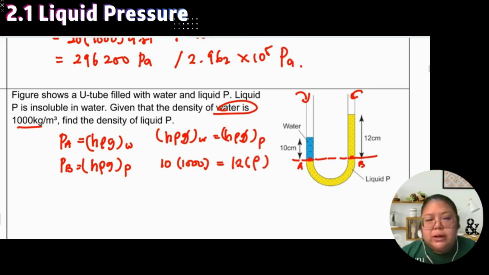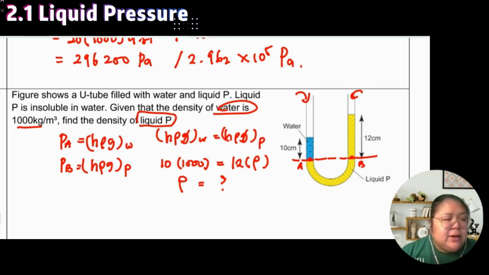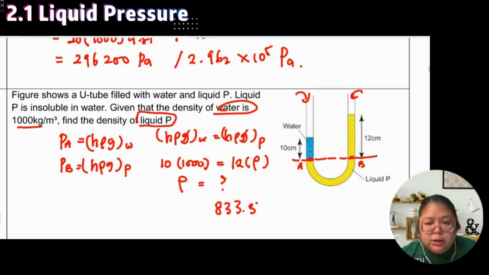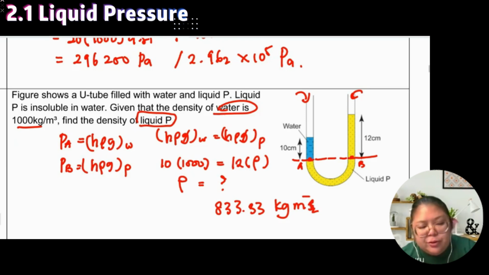Okay, then from here, they ask you to find the density for the liquid P. So from here, you find what is the rho now. Okay, find and you can answer this one. Okay, 833.33. Okay, unit. What's the unit of density? Remember, the unit for density is mass over volume. Kg meter -3. Okay, so it's a density unit.